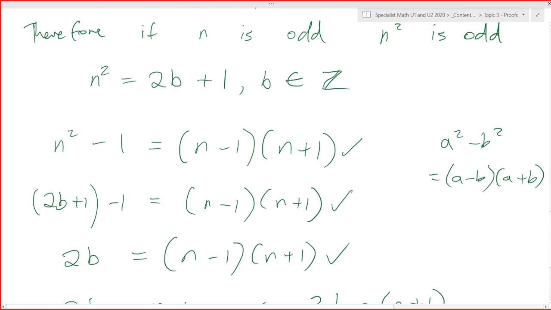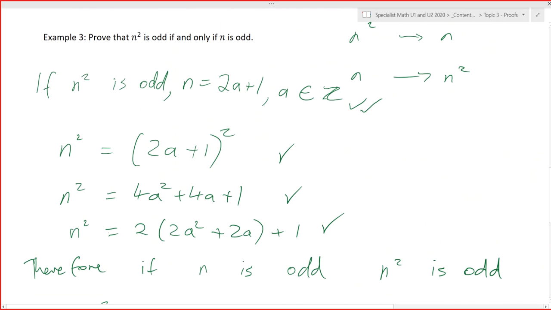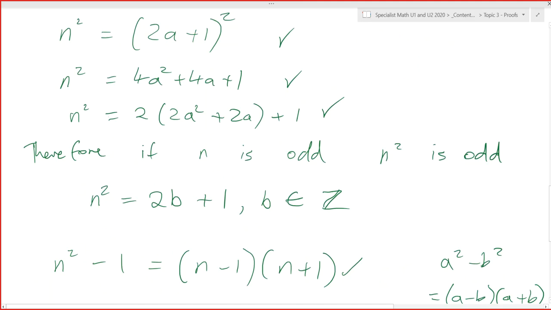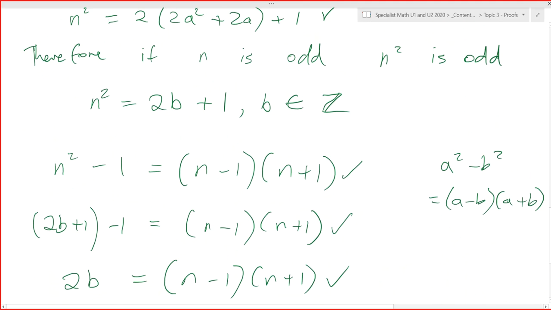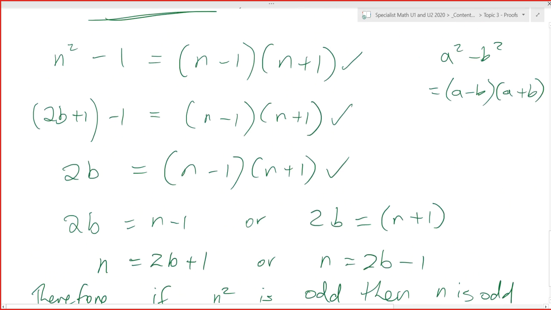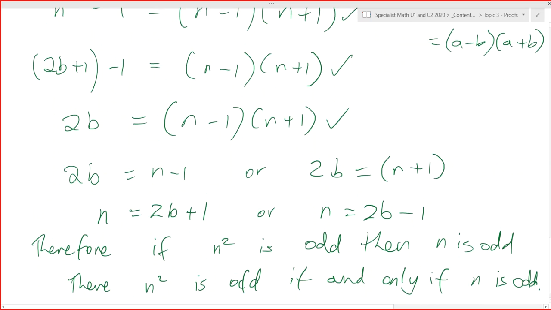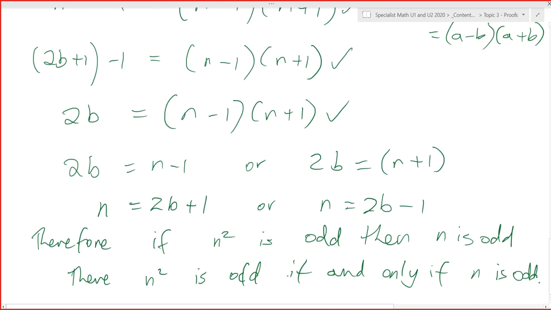So this is a hard proof. There's two parts to it because of the if and only if. If you're saying n is odd, you prove n squared is odd. You're saying n squared is odd, you're proving n is odd. And then you're saying the therefore statement behind both of those and finishing with the final statement.